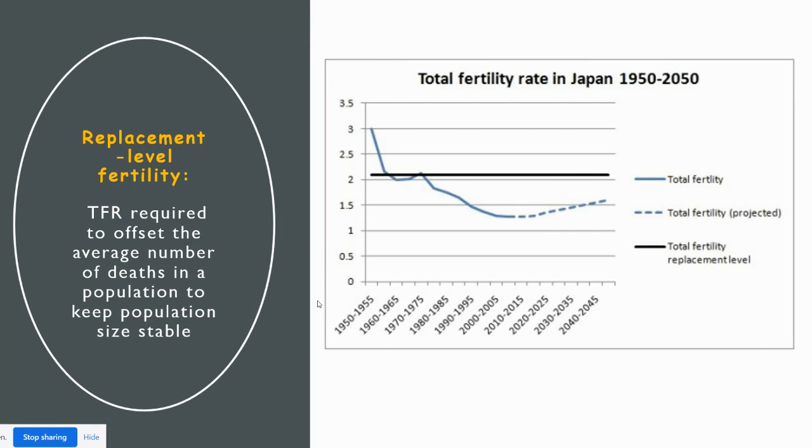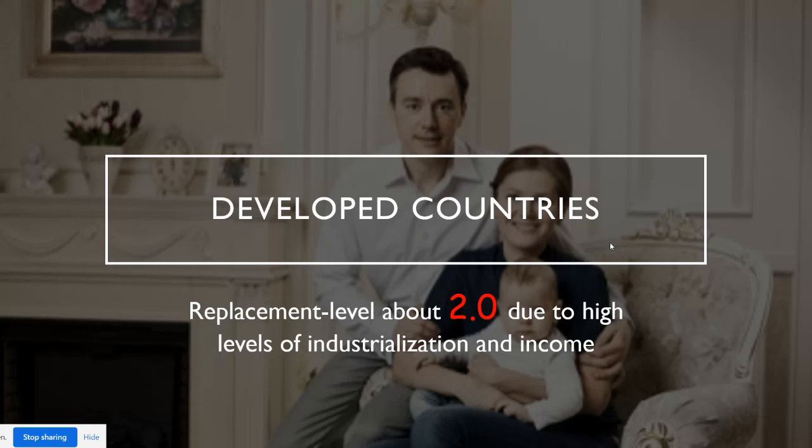Alrighty, so replacement level fertility. This is the total fertility rate required to offset the average number of deaths in a population to keep the population size stable. So you need to have enough people to work, to take care of everything. This is your replacement level fertility, which is, like I said, just over 2.